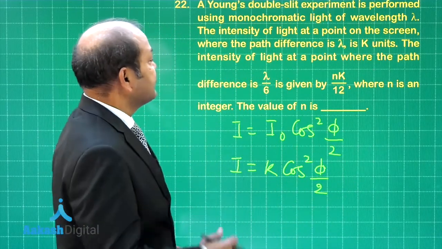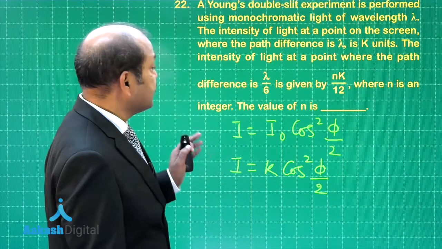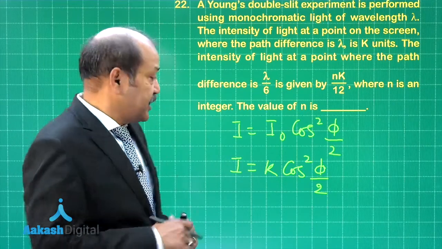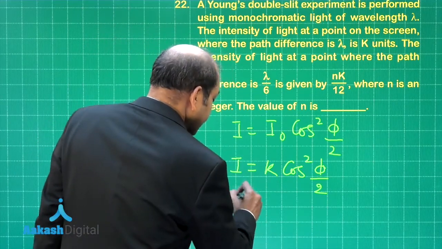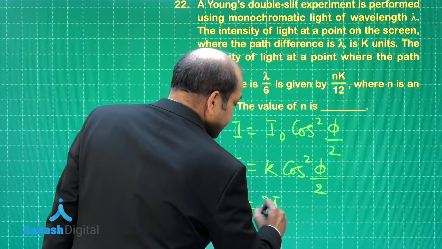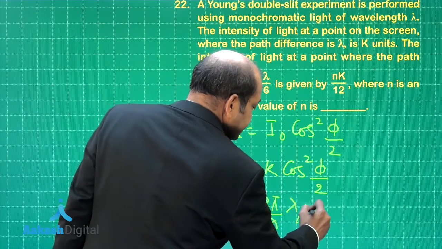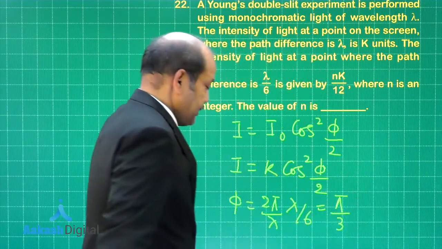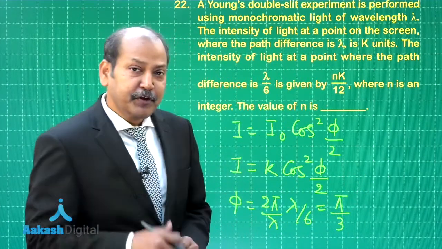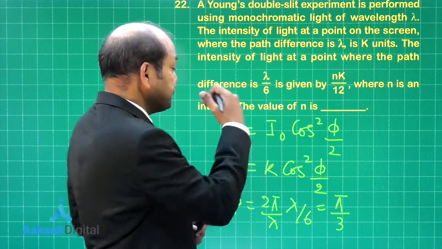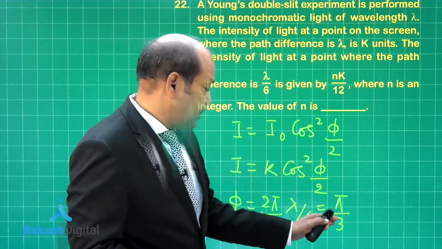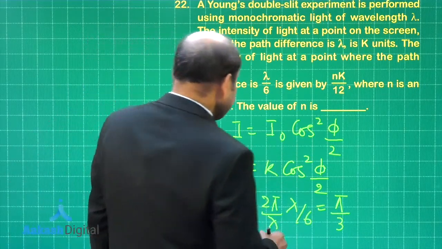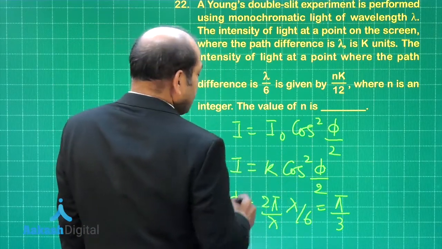Now let's consider the other point where the path difference is lambda by 6. If the path difference is lambda by 6, the phase difference phi there can be given as 2 pi by lambda into lambda divided by 6, and this is coming out as pi divided by 3. So that is the phase difference at the other point. Now we can put phi as pi by 3 in this equation and get the intensity at the other location. Let's call this intensity I dash.